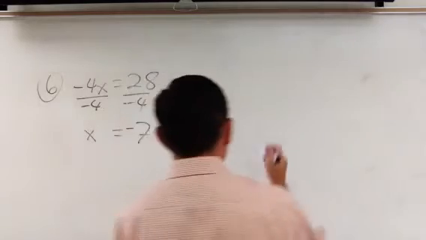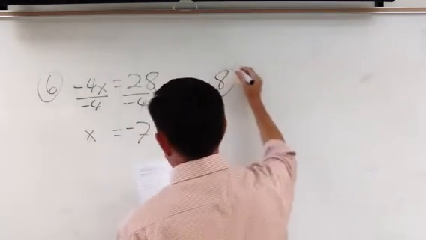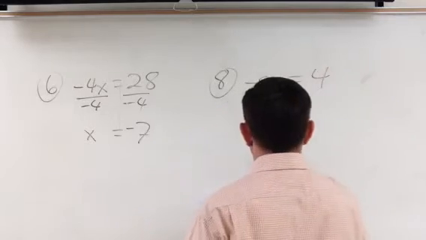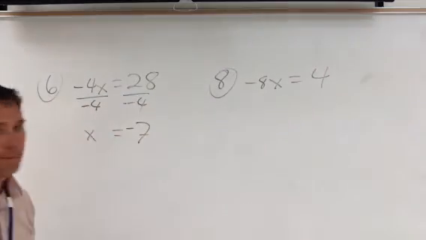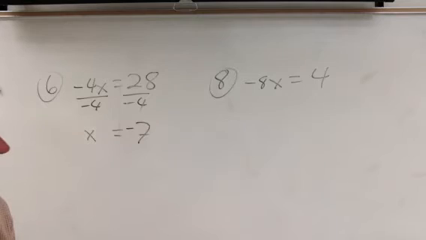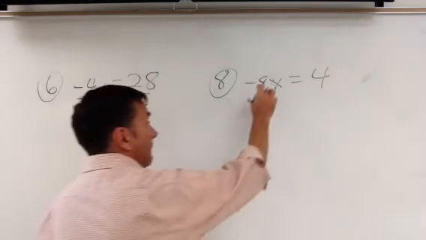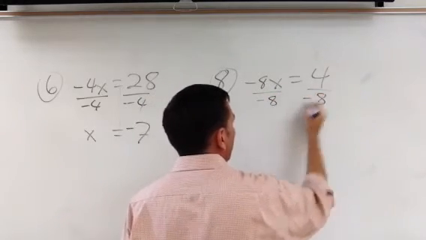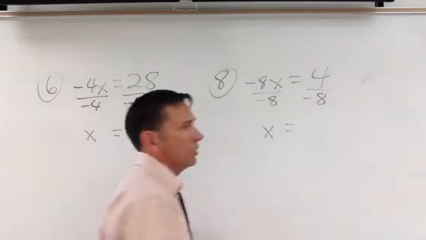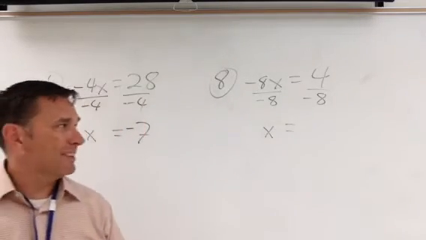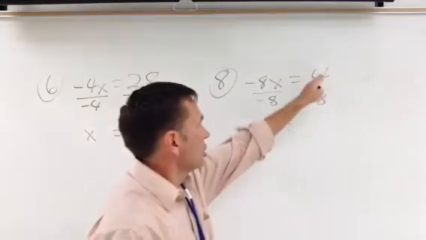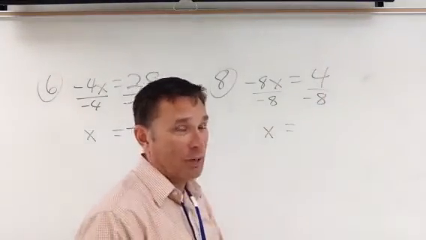Number 8. Negative 8x equals 4. And when we're solving this problem, we want to divide by the number multiplying the x, which in this case is a negative 8. Now, before you jump to conclusions, sometimes instead of thinking about dividing, think about reducing. What number goes into both 4 and 8, and how many times does it go in?